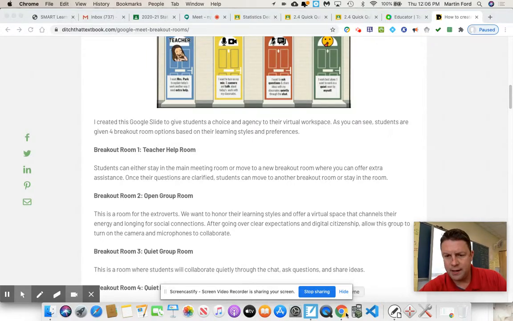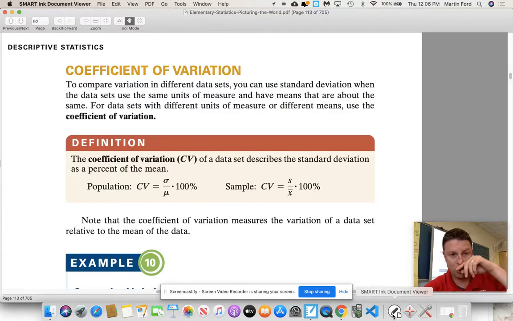What we're going to do today is I'm just going to give you a quick little tutorial on what we call the coefficient of variation. It's the last part of the measures of variation section of 2.4. It's a numerical value that allows you to compare two separate sets of data.